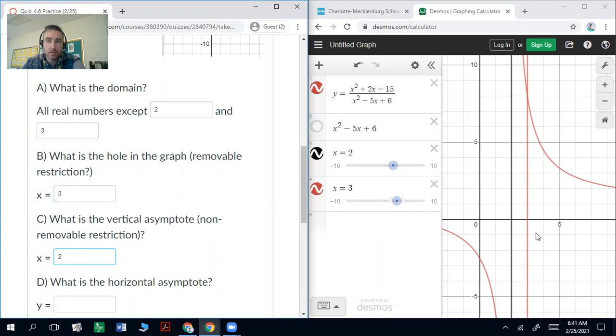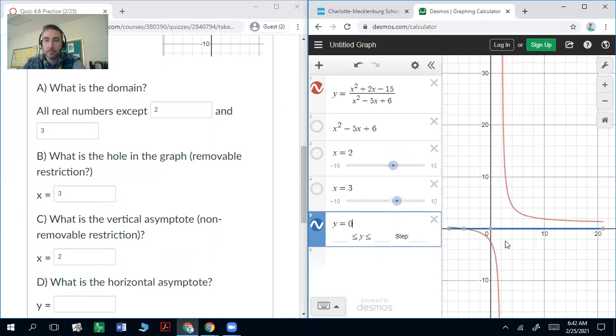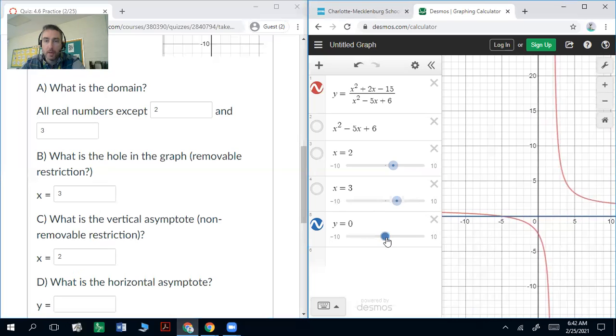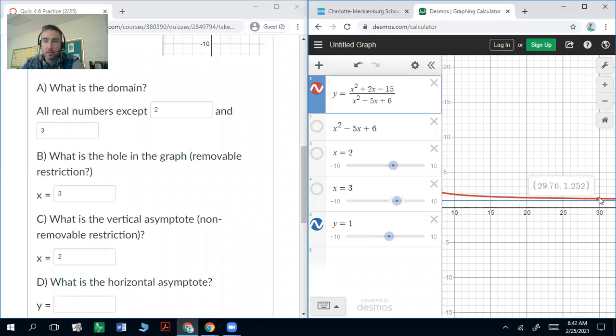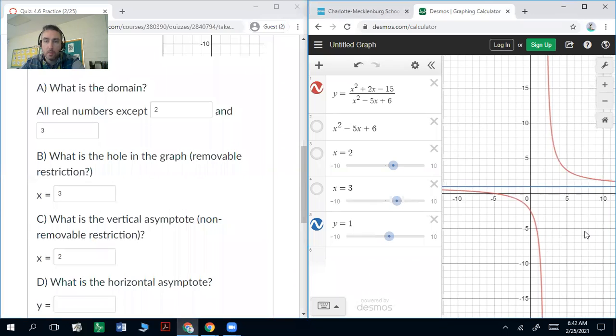Now horizontal asymptotes, it's always going to be like y equals a number. So let me hide these for a second. I always kind of start with 0. And if the graph crosses 0, then it's not going to be a horizontal asymptote. But if we want to move that up, right there at 1, this graph will just approach 1, but never hit it on the right side. And the same thing on the left side, it'll approach 1, but never hit it. See it? So we would say y equals 1.